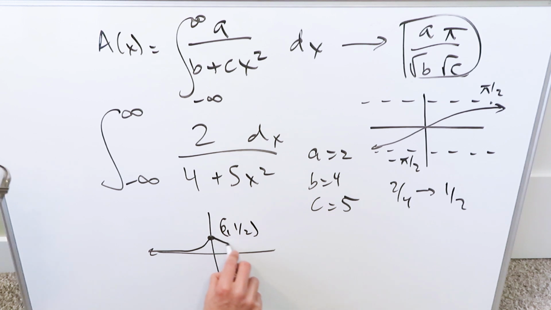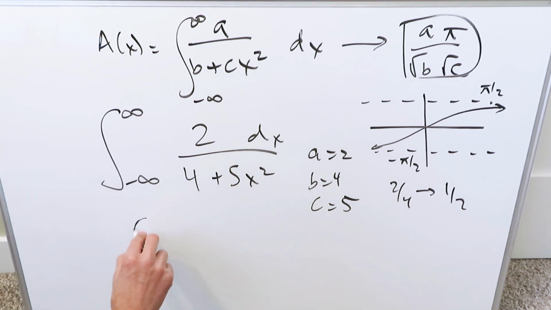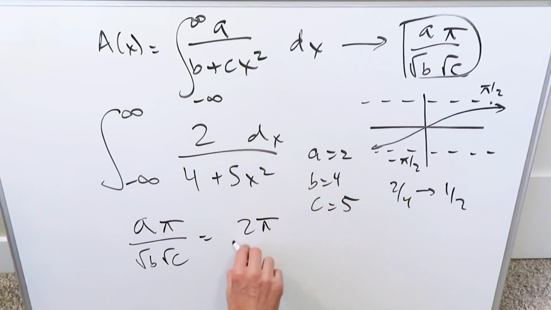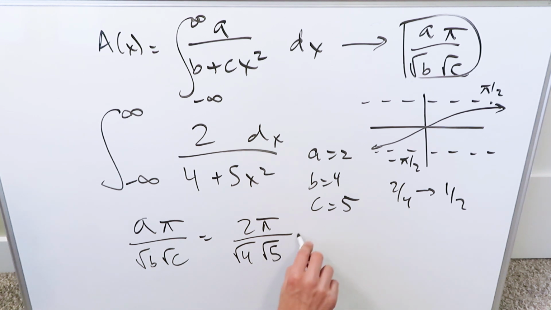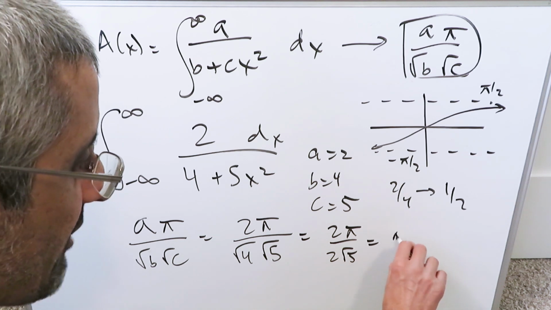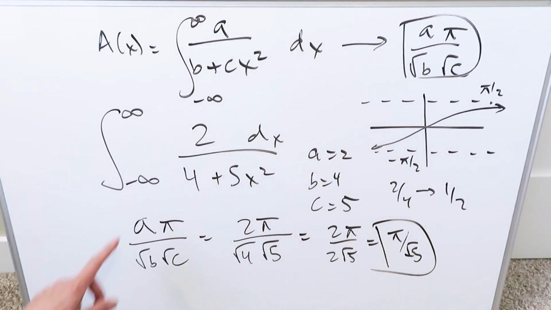You look at a representation such as this, and the area below the curve will be a finite value. The finite value is obviously going to be represented by that template, a pi over root b root c. Bring the items in. You have 2 pi over root 4, and then root 5. But you can simplify it. You have 2 pi over 2 root 5, which simplifies to pi over root 5. This right here will represent the area below the curve from minus infinity to infinity for this function.